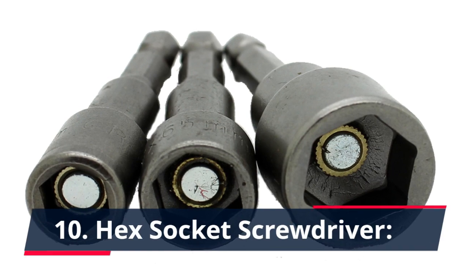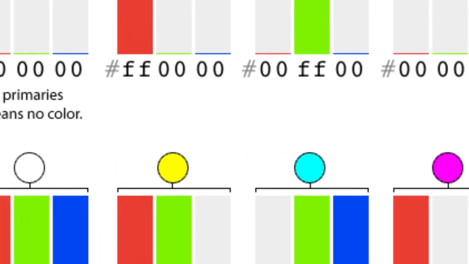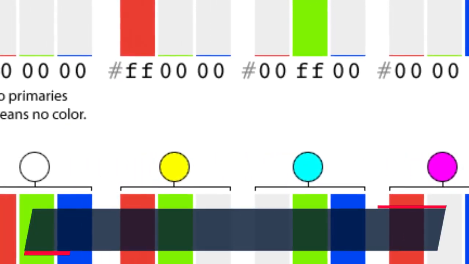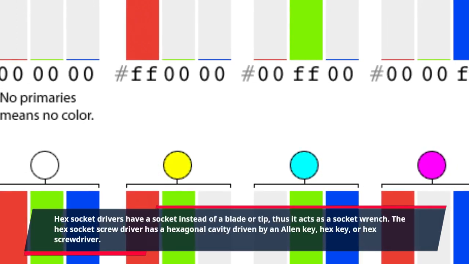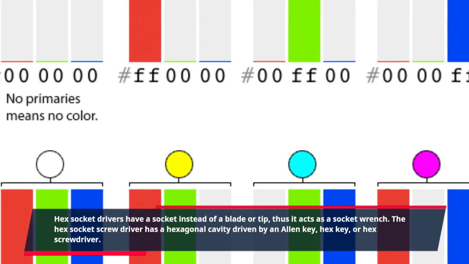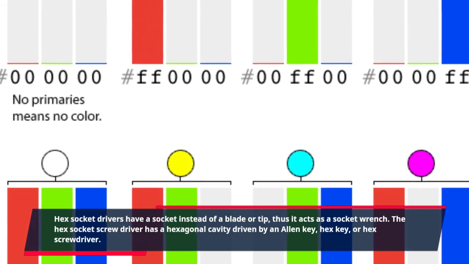10. Hex socket screwdriver. Hex socket drivers have a socket instead of a blade or tip, thus it acts as a socket wrench. The hex socket screwdriver has a hexagonal cavity driven by an Allen key, hex key, or hex screwdriver.